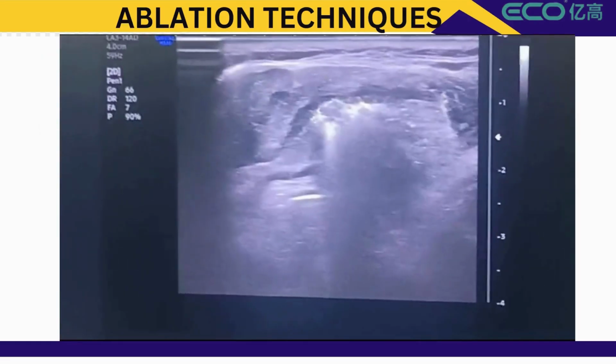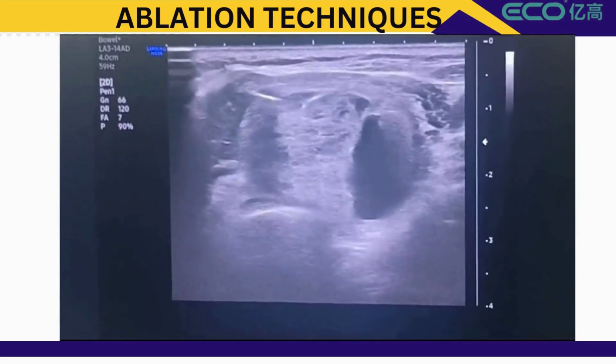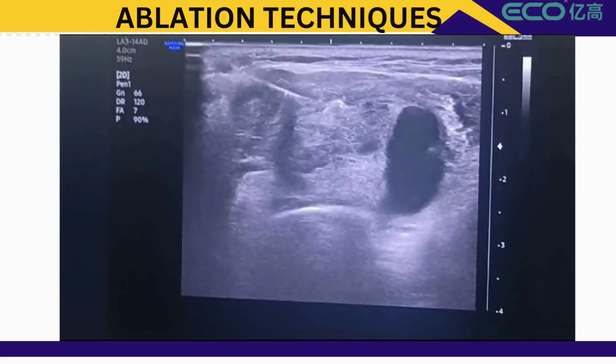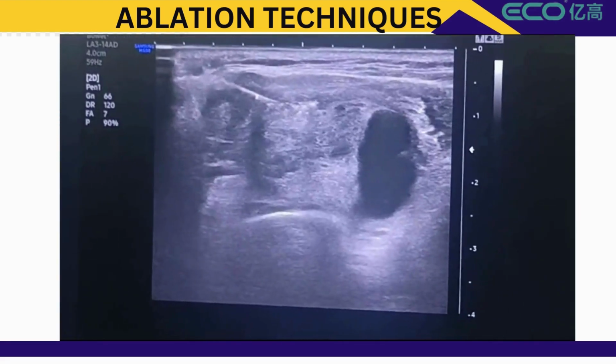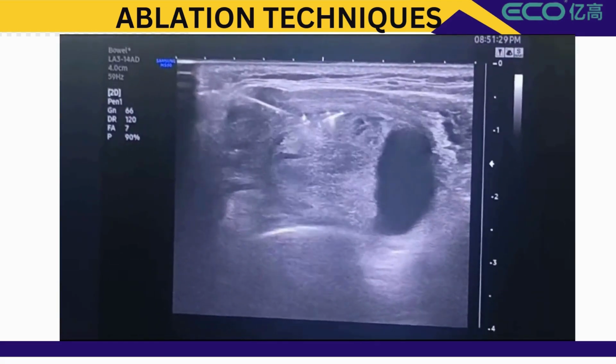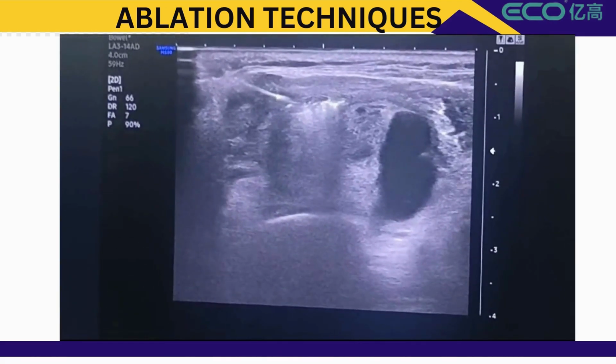Coming to the ablation technique, we follow the moving shot, trans-isthmic approach, layer by layer, layer by point, and point to layer, making all slices and layer by layer. So this is a solid cystic nodule. You see the solid cystic nodule, this portion is cystic, and this is solid.